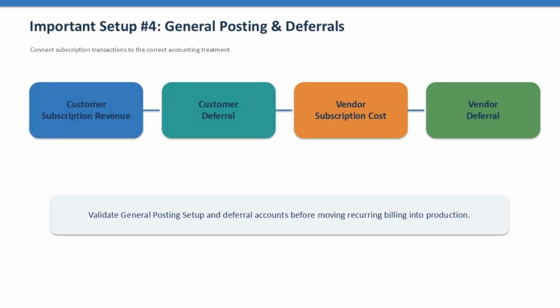Next, we have general postings and deferrals. So we have customer subscription revenue and vendor subscription cost and deferrals. What basically happens is you can decide if you want to create the deferrals for subscription. The deferrals mean that firstly it will go into your deferral account, and then you can release the deferrals to the actual revenue or cost account whenever you want.